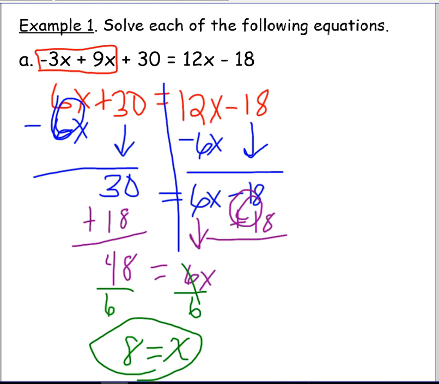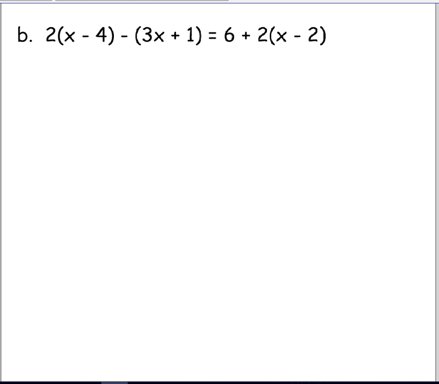Let's take a look at another problem. Here we have parentheses in 3 different places. So we need to do distribution 3 different times. So we're going to distribute the 2 first, 2 times x and 2 times negative 4. That leaves us with 2x minus 8.